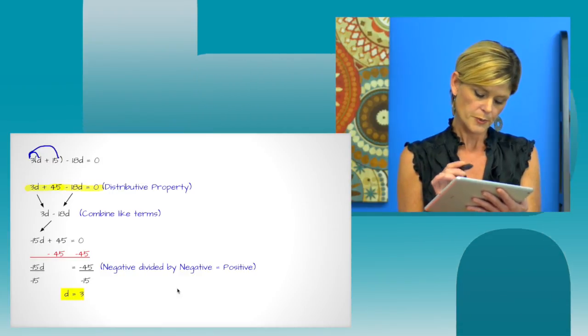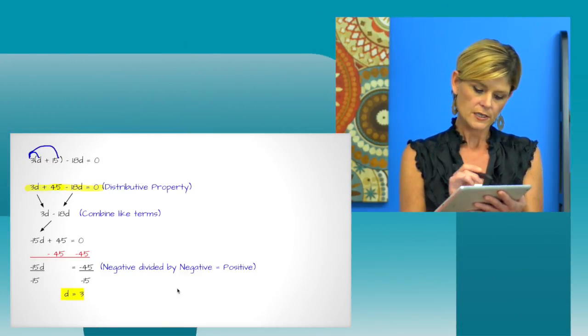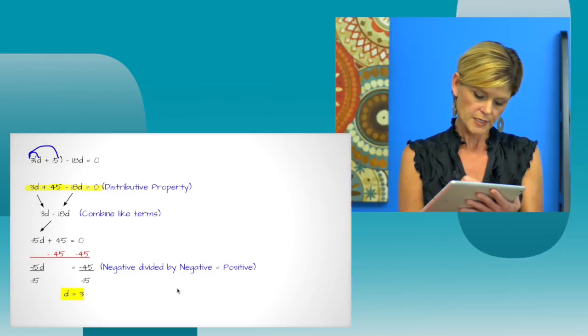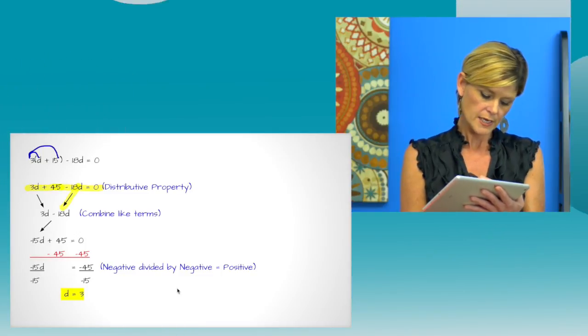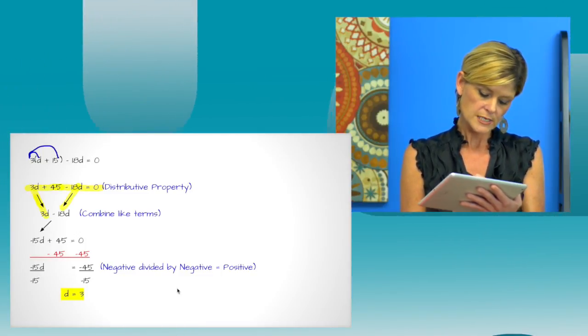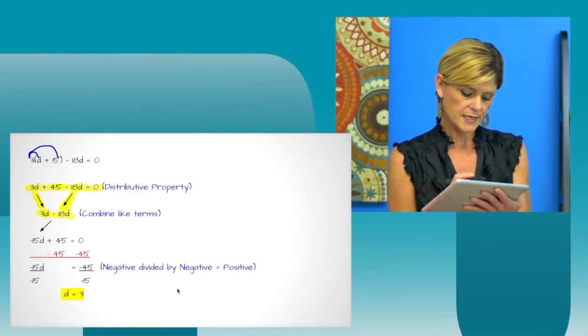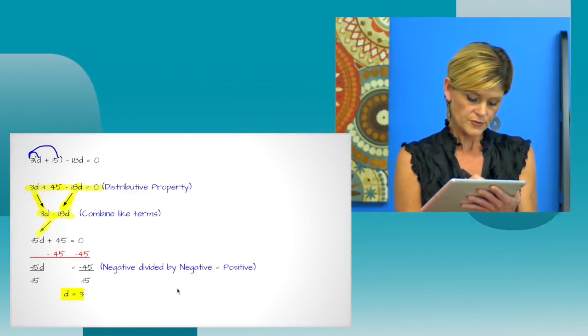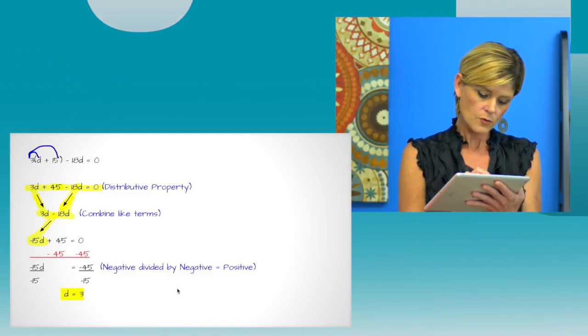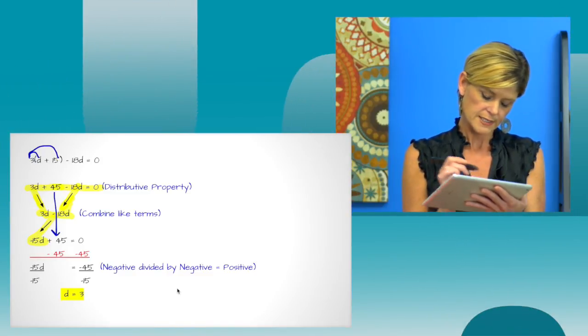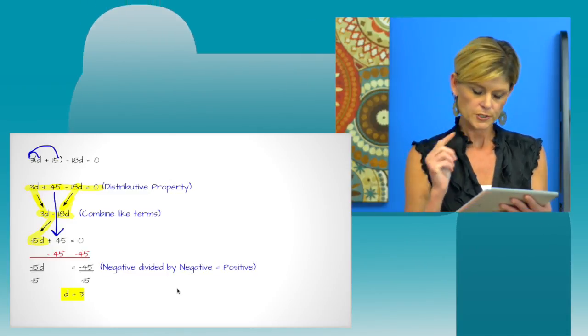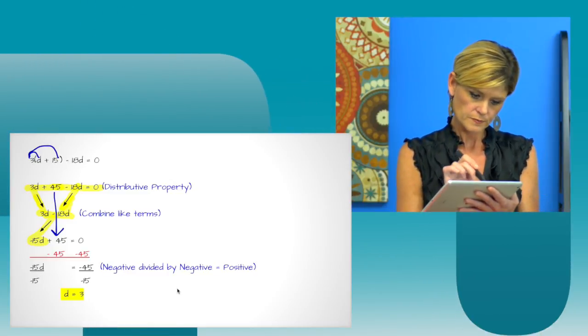That's my distributive property. Now the next thing I did, I want you to just ignore the 45 for a minute. I combined my like terms of 3d and 18d. So I want to put those together. 3d minus 18d is actually going to be negative 15d. Now I will bring that plus 45 back down. So I just wanted to get my terms together, combine my like terms.